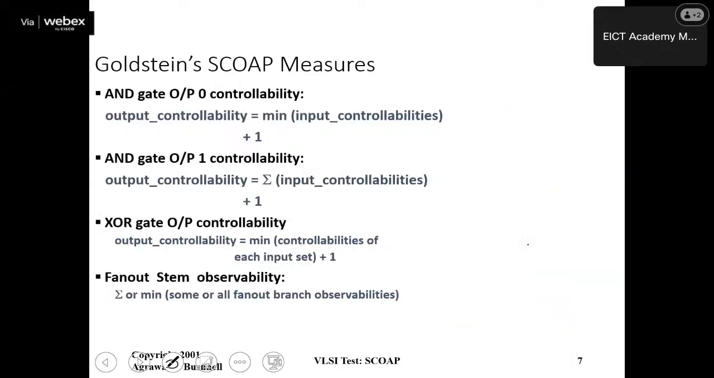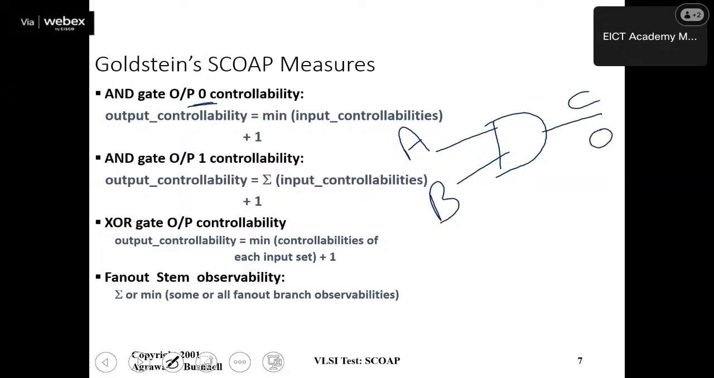So Goldstein's scope measures are represented this way: AND gate output zero controllability. What does it mean? There is an AND gate. How can I control its output to be 0? This is output controllability 0. Let's give some names: A, B and C. My objective is to bring 0 over here.